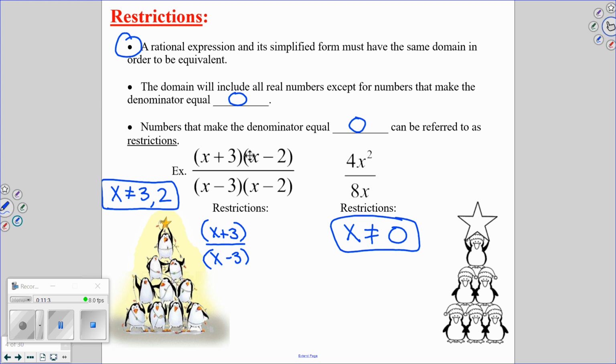Right, for the restrictions. Because think about a fraction. You can't have a 0 in the denominator of a fraction. It's undefined. You can't do it. We're finding what x cannot equal, because then it would make a 0 in the bottom.